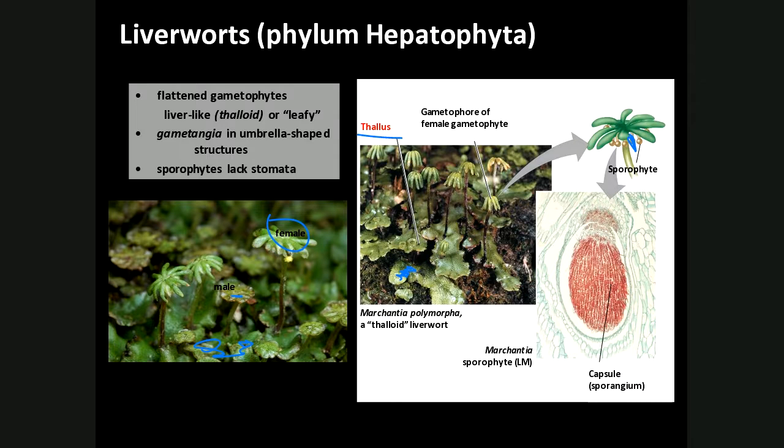You can see the gemma cups. Remember, liverworts make gemma cups. Gemma cups is where asexual reproduction occurs. The male and the female gametangia are going to produce sperm and egg, and that's sexual reproduction, but you can also grow another liverwort out of a gemma cup, and that would be asexual reproduction. The phylum name of liverworts, I think, is kind of interesting. The phylum name is Hepatophyta.